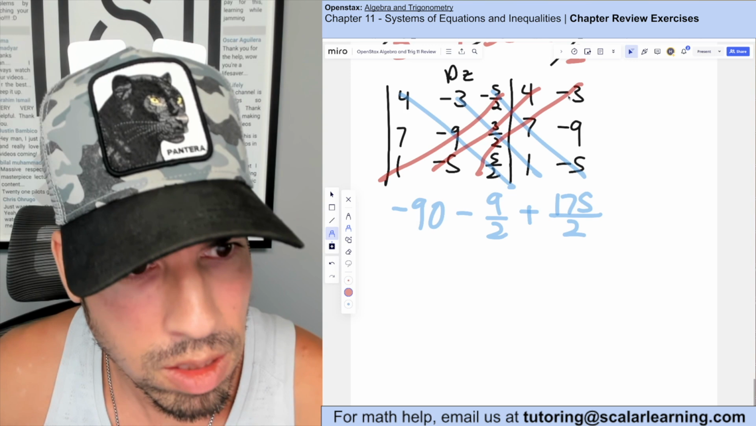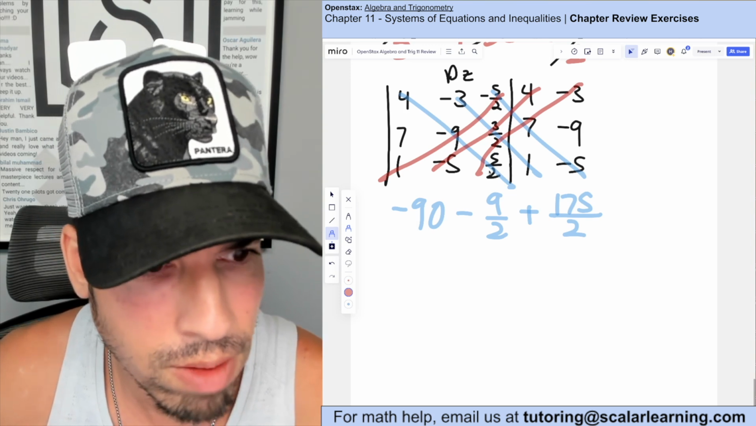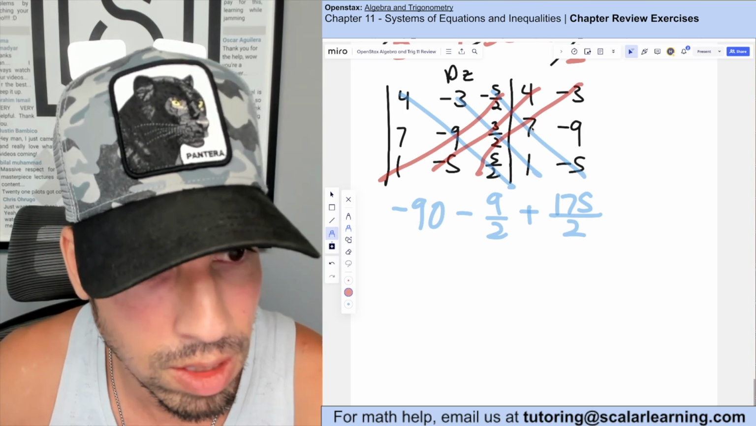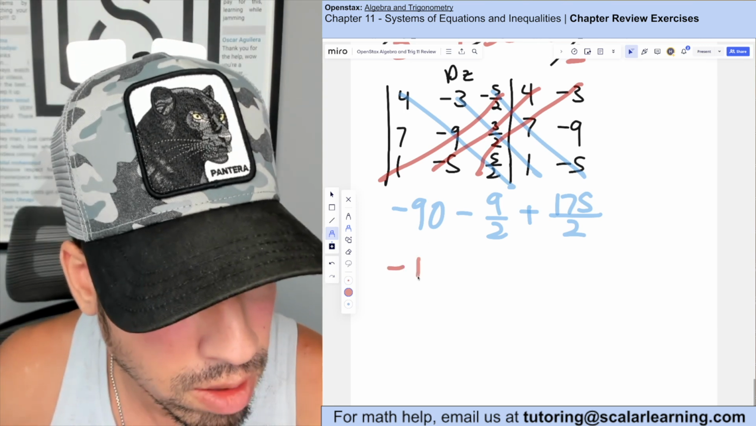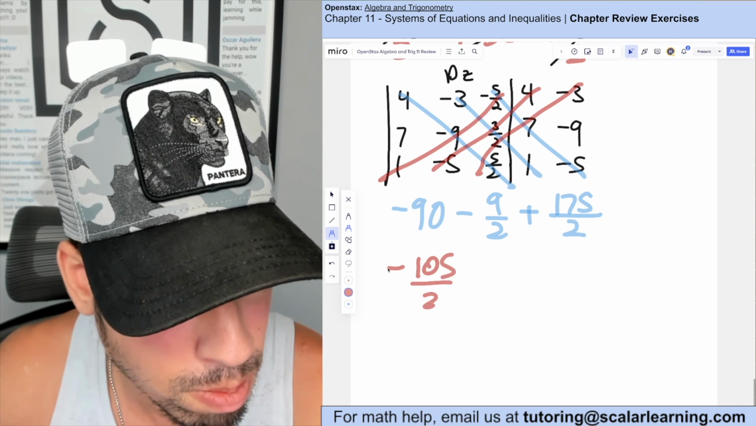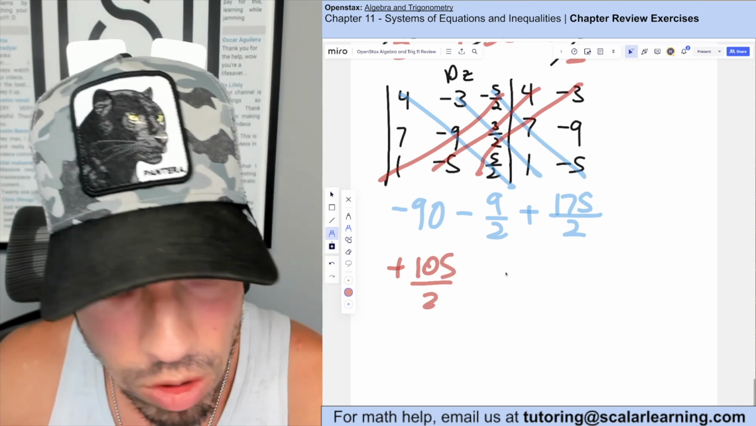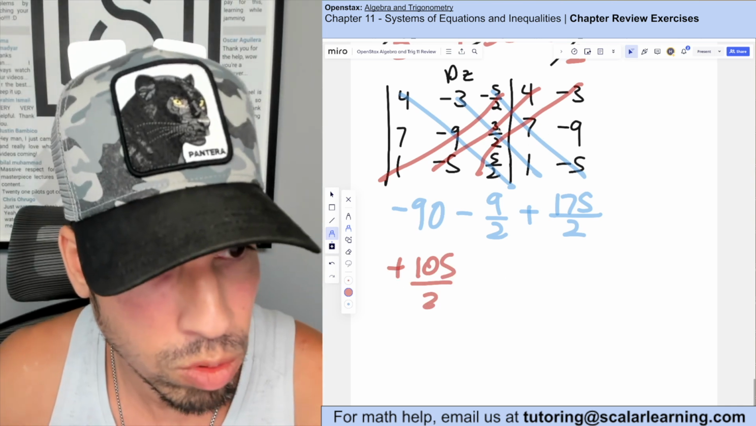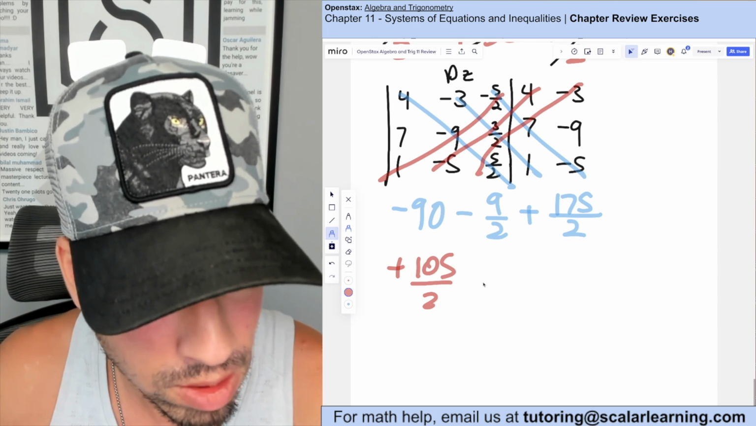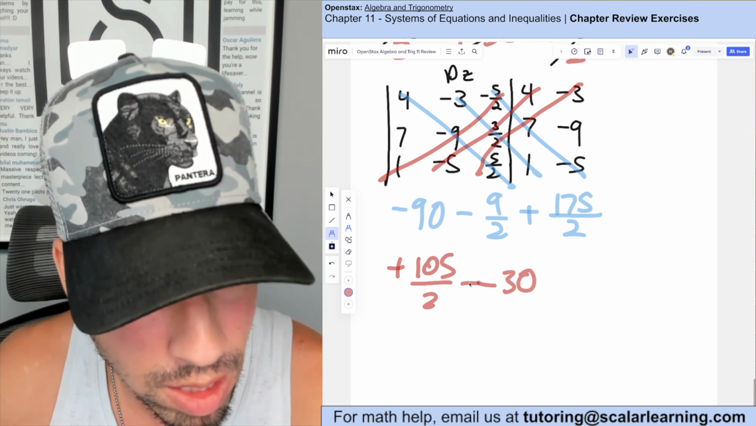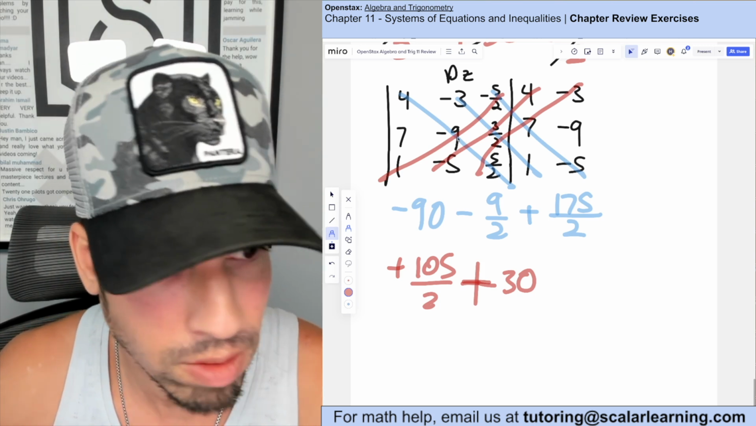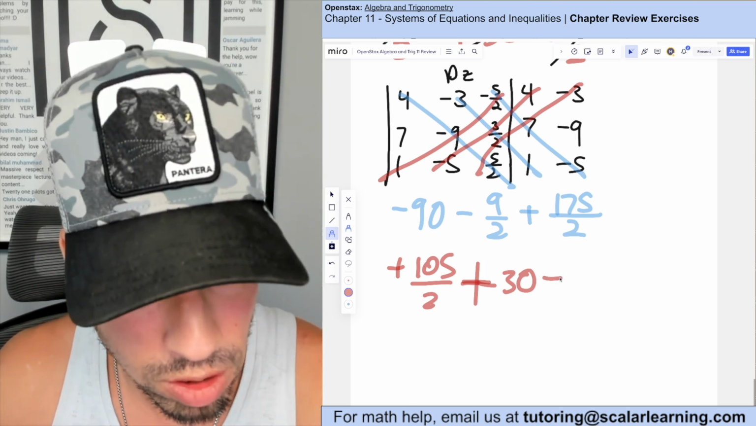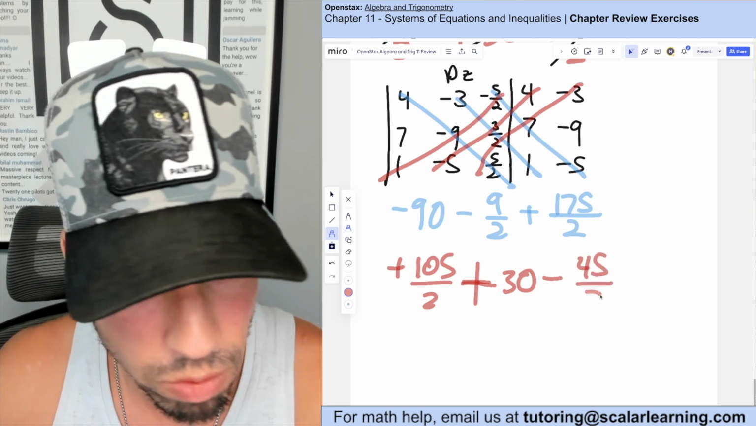Now we got the reds. Negative 3 times 7 times 5 halves, that is negative 15 times 7, which is negative 105 over 2. But again, that's minus, so we're switching that to a plus. Then we got 4 times 3, which is 12 over 2, which is 6, times negative 5 is negative 30. But again, we're minusing that, so that becomes a plus. And then we got negative 5 halves times negative 9, 45 over 2, times 1 is just that, but we're minusing it, so minus 45 over 2.